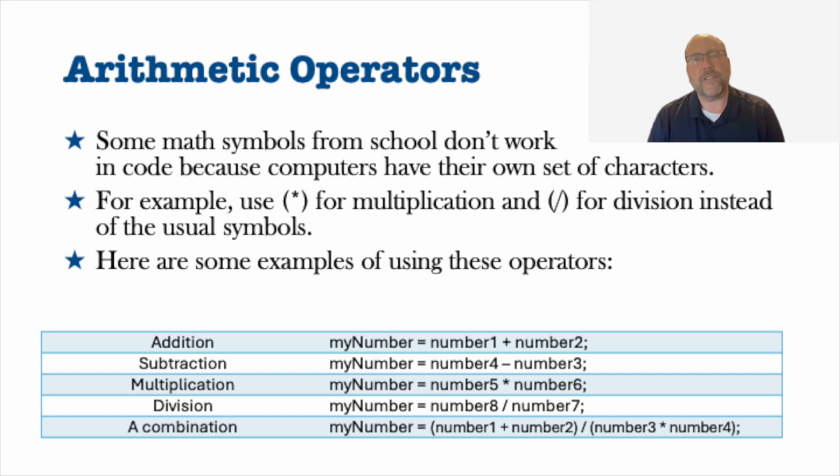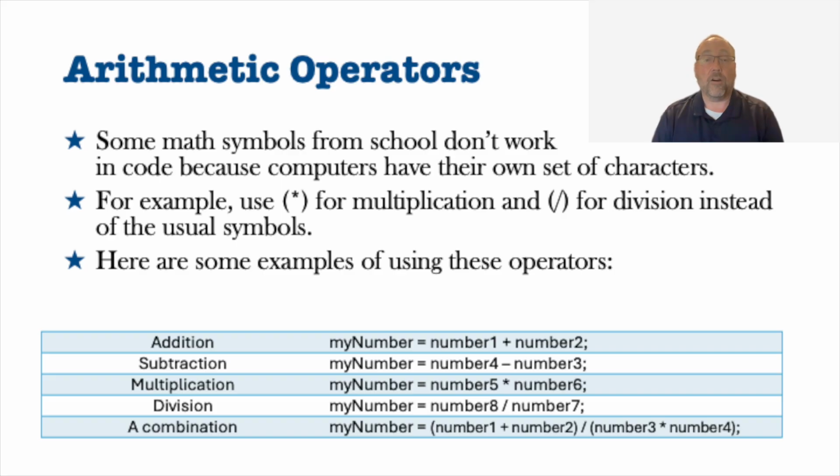We can't use all the same symbols on a computer that you typically use when you were writing math equations on paper. For example, you used an X to mean multiply, and you used a little line with a dot up above and below it to mean division. But we can't really use that character set with a computer. So a star is what we use for multiplication, and a slash is what we use for division.